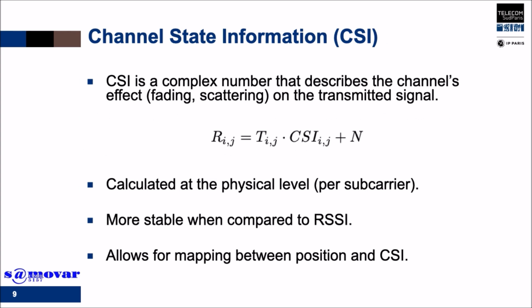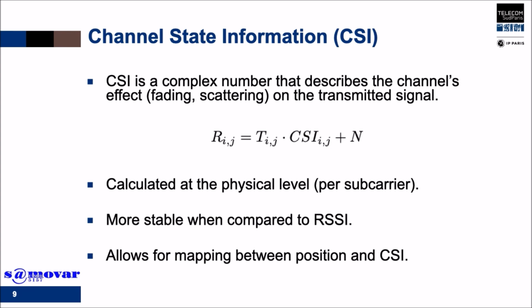So channel state information is a complex number, and it describes the channel's effect on the transmitted signal. This can be, for example, the fading or scattering. This equation formalizes the channel state information effect. As you can see on the left-hand side, there is the received signal. We'll get to the i and j subscripts in a minute. Then on the right-hand side, there is the transmitted signal, which is multiplied by the channel state information, and then some white noise is added. Some of the characteristics of the channel state information is that it's calculated at the physical level per subcarrier.